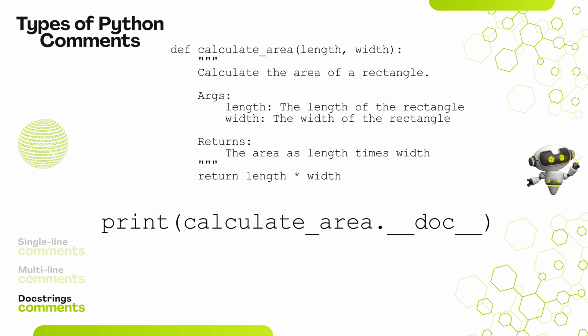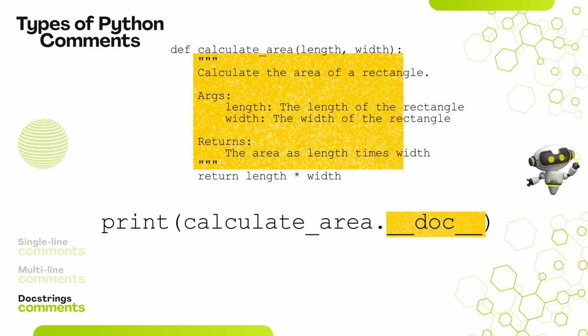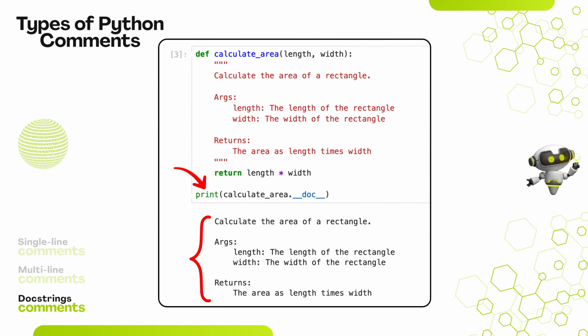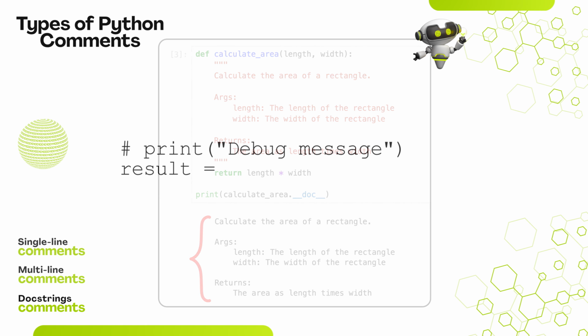Here is something cool. You can actually access docstrings programmatically. On this line, we are calling the print function. Inside the parentheses, we access the calculate_area function and use dot notation to access its special __doc__ attribute. This attribute stores the docstring we wrote earlier. When this line executes, Python will print out the entire docstring text to the console. This is how tools like the help function and documentation generators can extract your documentation automatically.